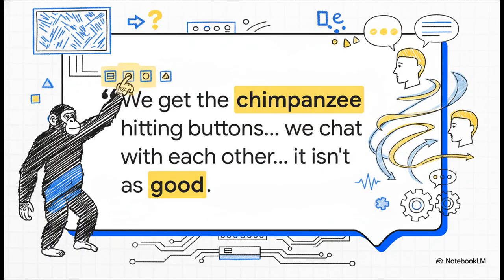There's this incredibly visceral quote from our source material that I love. It says, "We get the chimpanzee hitting buttons, but we chat with each other. We could be hitting buttons, but it isn't as good." It perfectly captures that almost animalistic, lever-pulling nature of graphical interfaces, right? Compare that to the profound, highly expressive power of human language. By forcing ourselves to just click shiny levers for a little digital reward, we're actually trading away the deep, continuous nuance of how we naturally communicate.